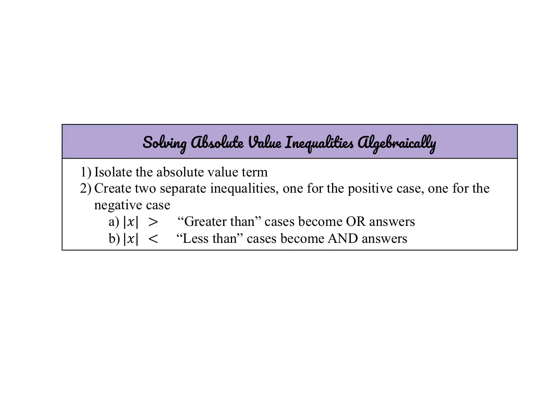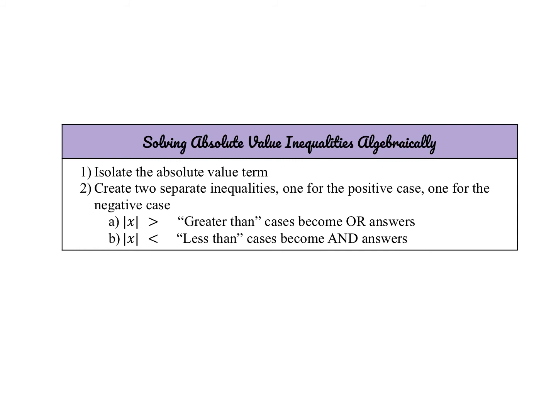So now we're going to talk about how to solve an absolute value inequality algebraically. We're always going to start by isolating our absolute value term, and then we're going to create two separate inequalities, just like when we're solving an equation, one for the positive case, one for the negative case.